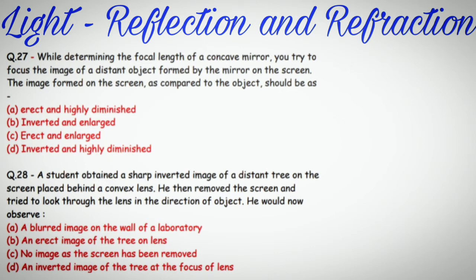Next question comes here. A student obtained a sharp inverted image of a distant tree on the screen placed behind a convex lens. He then removed the screen and tried to look through the lens in the direction of object. He would now observe: option A, blurred image on the wall of laboratory. Option B, erect image of the tree on lens. Option C, no image as the screen has been removed. Option D, an inverted image of the tree at the focus of lens. And the correct answer is an inverted image of tree at focus of lens.